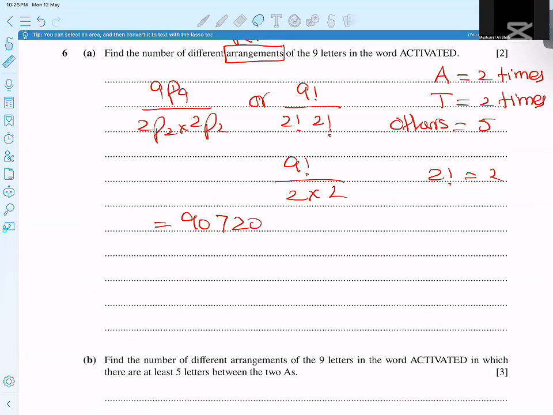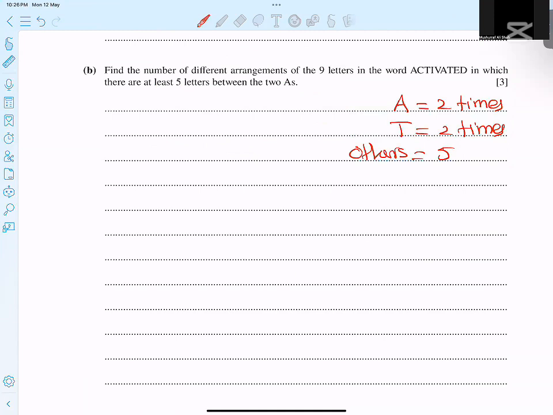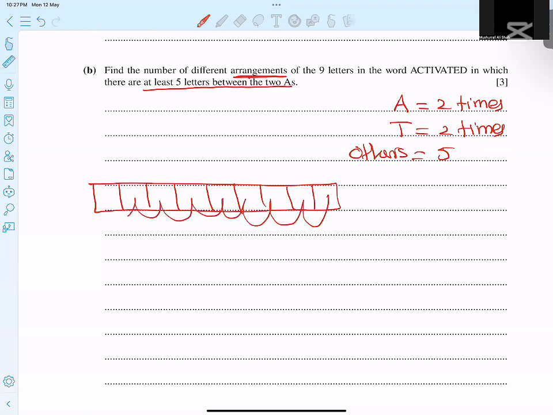And let's talk about the next part. Next part, I will bring this below. Okay, so let's start now. Find the number of different arrangements. Again, arrangement. 9 letters in the word activate in which there are at least 5 letters between the 2 A's. Okay, I give you this concept. And for this reason, I will make this diagram 3 times. 1, 2, 3, 4, 5, 6, 7, 8, 9 boxes.